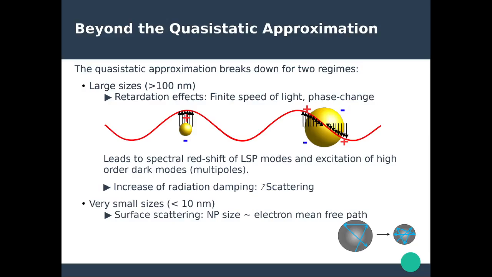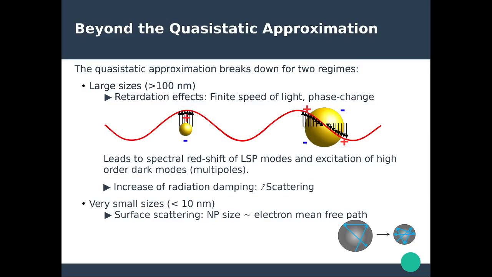When you have very small sizes, typically below 10 nanometers, then you have more surface scattering. So we talk about surface scattering here. This is the electron scattering from the metal at the surface of the nanoparticle. So this is not light scattering. This is just the electrons that are oscillating in the plasmon oscillation. Those conduction electrons that are oscillating, as they oscillate, they can scatter at the surface of the nanoparticle.